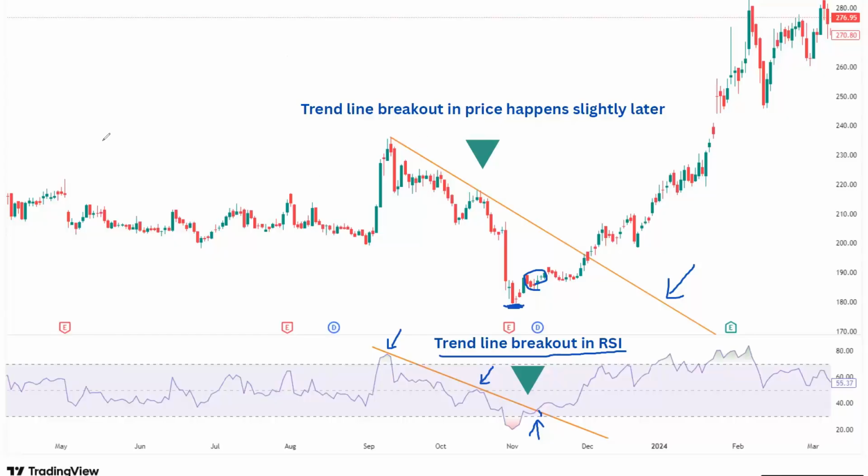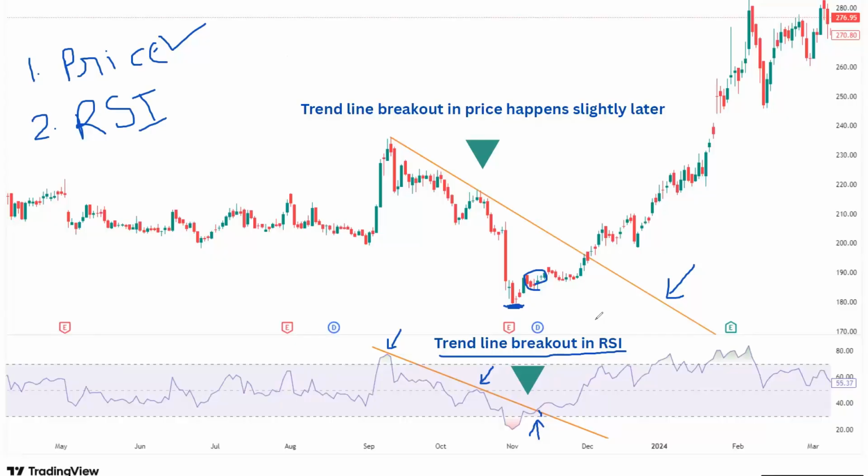Because in terms of importance, if there are 2 things, one is price, second is RSI, number 1 will go to price, number 2 will go to RSI. Price is always more important. So yes, using a trendline breakout in RSI is super duper useful. And if you have been following my YouTube channel, you will see a lot of times I'm using trendline breakouts in RSI.